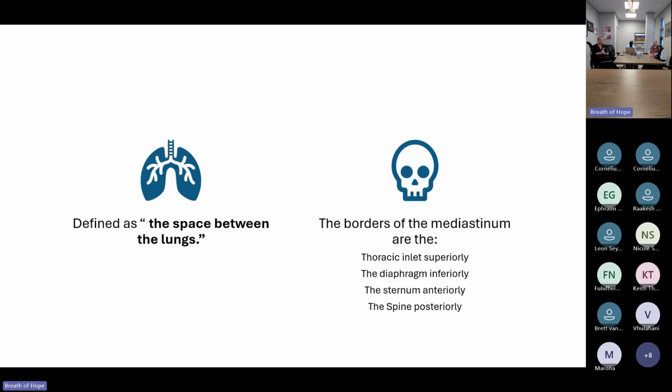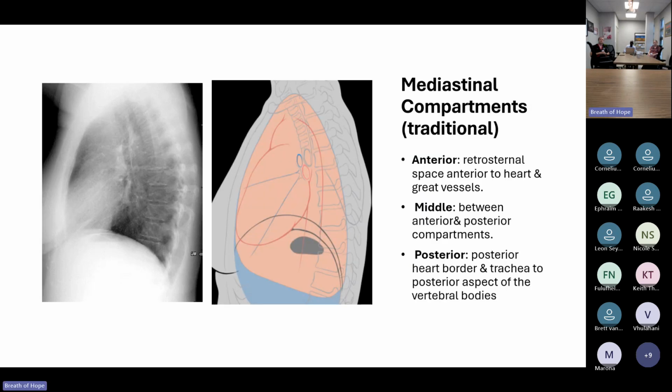The boundaries of the mediastinum are as follows: thoracic inlet superiorly, diaphragm inferiorly, sternum anteriorly, followed by the spine posteriorly. If you look at this lateral X-ray, you can see the potential space of the anterior mediastinum, which is here. Then the middle mediastinum, between where the heart and great vessels lie, and the posterior mediastinum underneath. You can actually see that on the X-rays here.